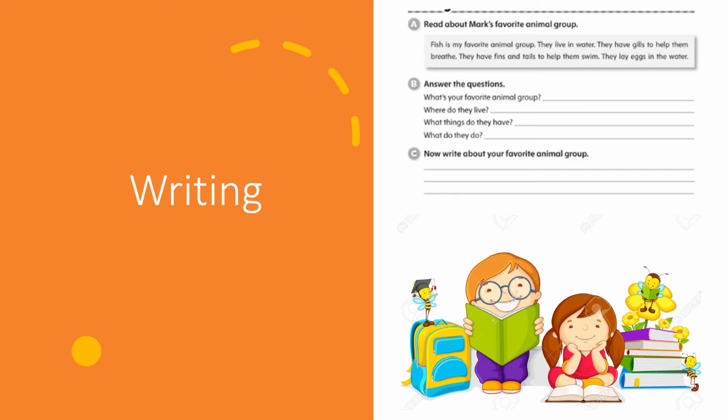So on page number 9, first of all, they are discussing somebody's writing skill, because how did that person write about it and how did that person explain the topic. So basically the question is, read about Mark's favorite animal group. So here Mark actually wrote his favorite animal group. Let's read and find out what he wrote.